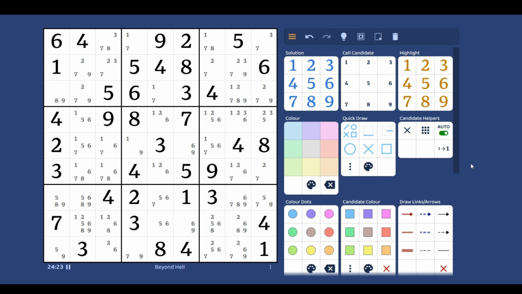So region forcing chains, which are sometimes called unit forcing chains, is when we look at every possible location of a digit in its house. Since we know that each house has to contain each digit exactly once, we know that one of these locations has to be true. And therefore, anything that stays consistent across all of the possible locations of that digit must be a valid conclusion. So let's go ahead and take a look at this grid.